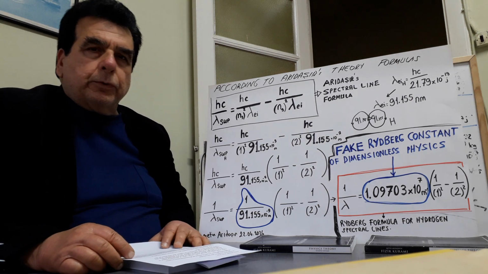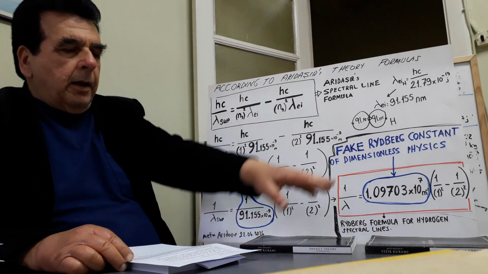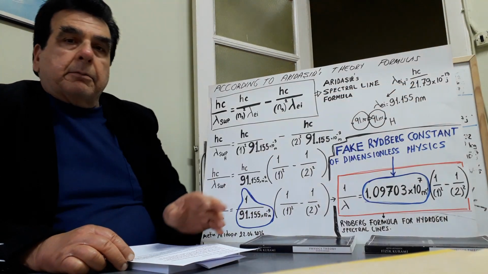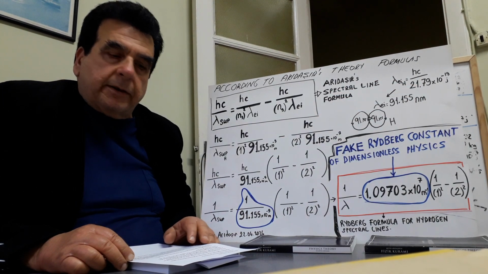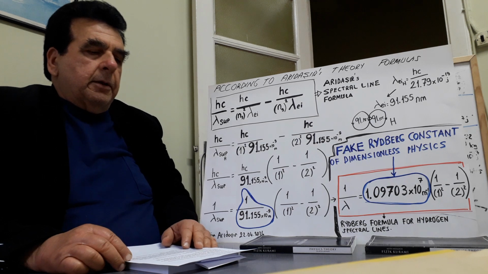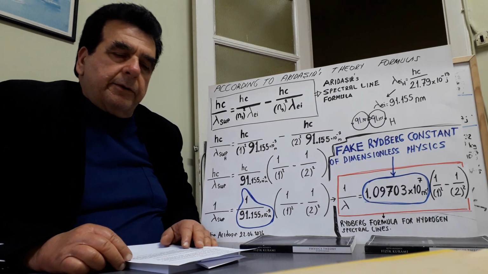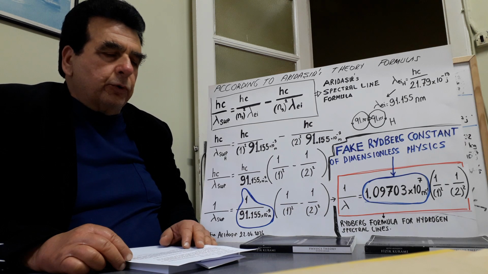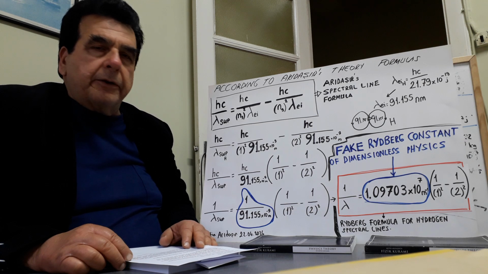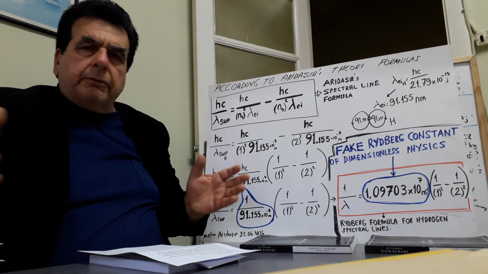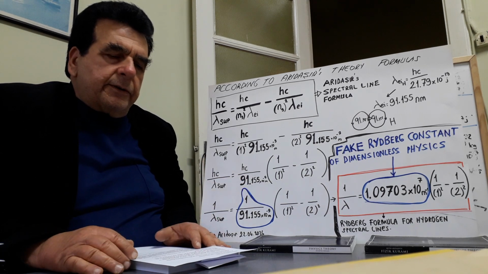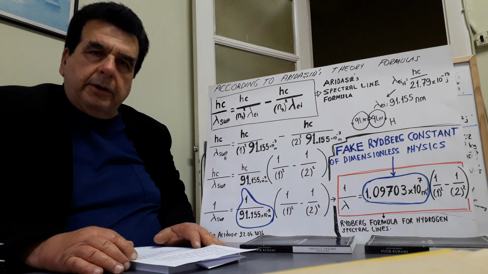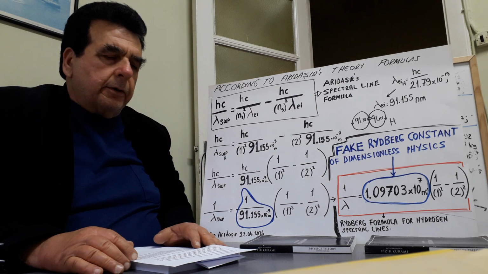How many joules, how many kilogram meters square per second square, is the ground state energy value of an electron bonded to a proton in the hydrogen atom? Everyone agrees that the ground state energy is 13.6 electron volts.